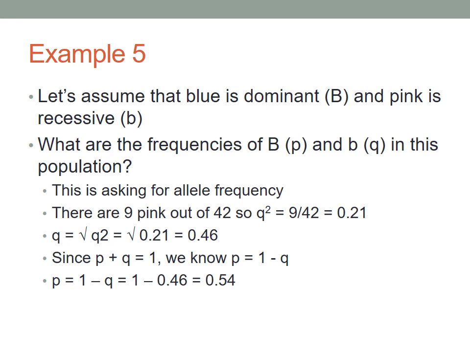And we still know that P plus Q equals 1. So P equals 1 minus Q, or 1 minus 0.46. So P equals 0.54. This means that 54% of our alleles are blue and 46% are pink. With me so far?